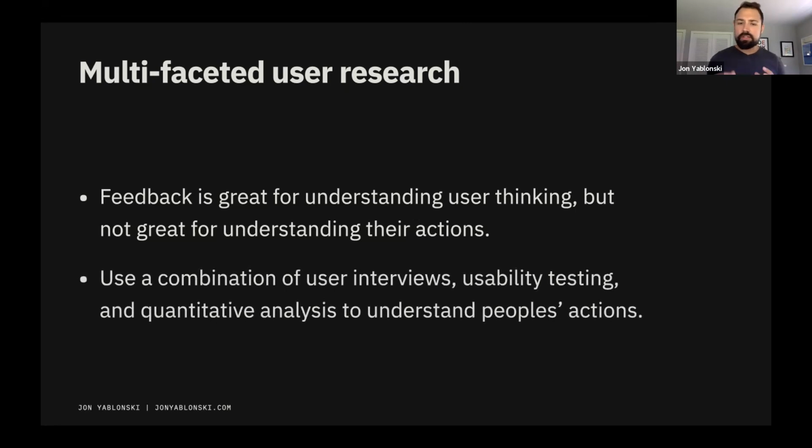Okay, next, we should use a combination of user interviews, usability testing, and quantitative analysis to really understand people's actions. So we're not just listening to what they're saying or honing in on one research method. We're using a trifecta of user research methods to really identify what's really happening.